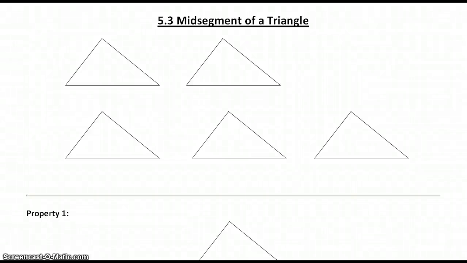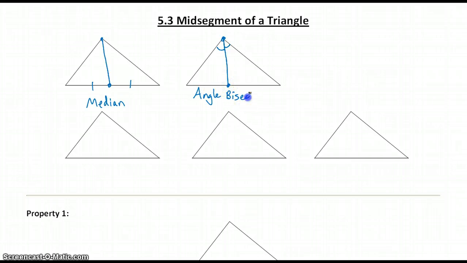The four special segments in a triangle that we've studied so far are the median, which connects a vertex to the midpoint of the opposite side, the angle bisector, which connects a vertex to the opposite side, bisecting the vertex angle, the altitude, which connects from a vertex to the opposite side, creating a perpendicular segment, and the perpendicular bisector.